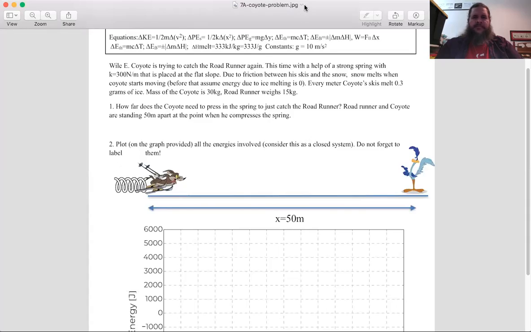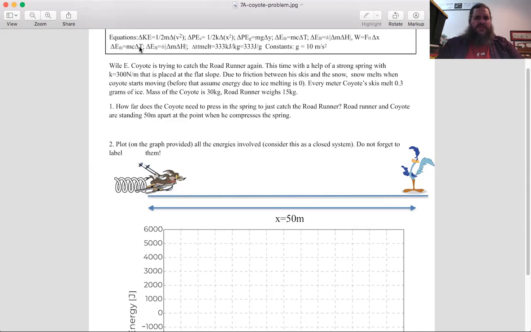In the meantime, let me pull up that Coyote problem. So here it looks like the Coyote is launching from this spring, and we know the spring constant, the ground is completely flat, but we do have friction. And the friction is causing snow to melt. And we want to know how far does the spring need to be compressed in order to just barely reach the 50-meter mark where the Roadrunner is.